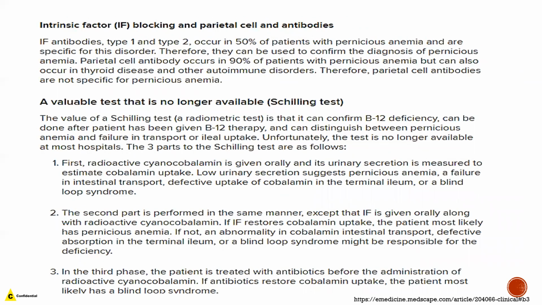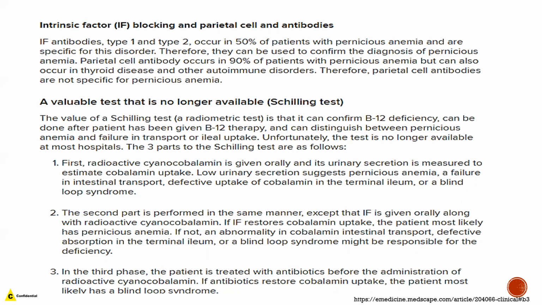Intrinsic factor antibodies, type 1 or type 2, or both together, occur in 50% of patients with pernicious anemia and are specific for this disorder. Therefore, they can be used to confirm the diagnosis of pernicious anemia. Parietal cell antibody occurs in 90% of patients with pernicious anemia, but also occurs in thyroid disease and other autoimmune disorders.